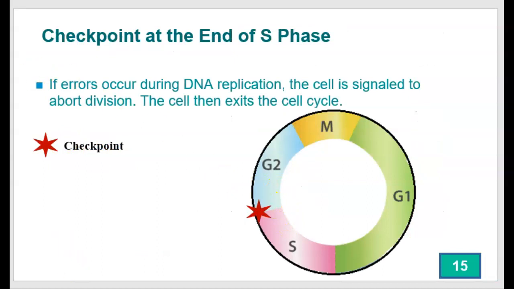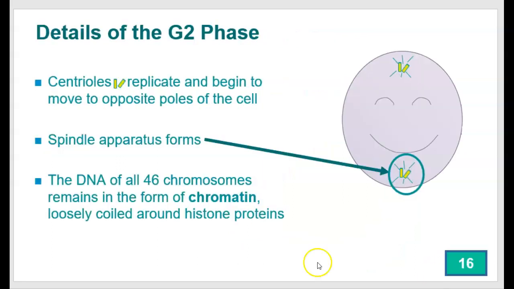Now, after the S phase occurs, there is a set of enzymes that check to make sure that the DNA has been copied correctly. So there's a checkpoint here. If, for some reason, the DNA has not been copied or replicated correctly, the cell will exit the cell cycle and undergo apoptosis, or programmed cell death. But we're going to assume everything went fine and that the cell enters the G2 phase.